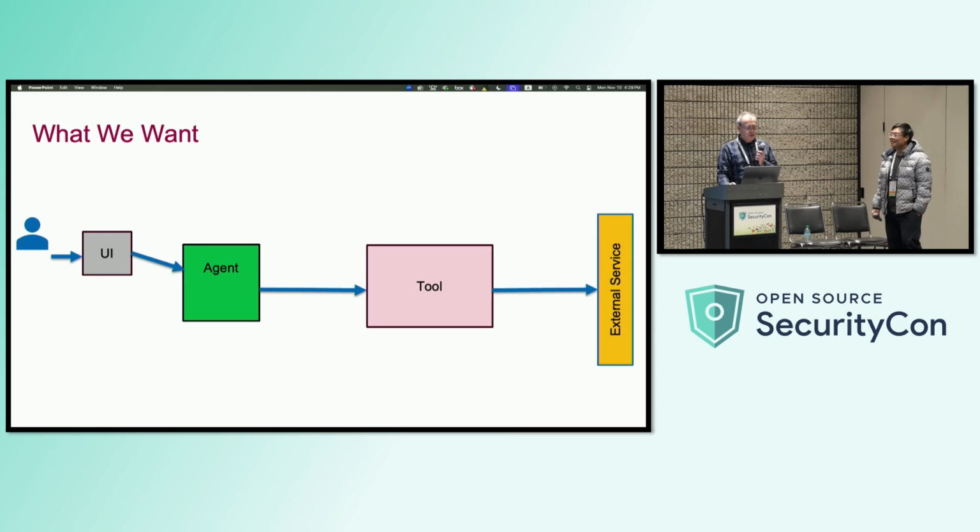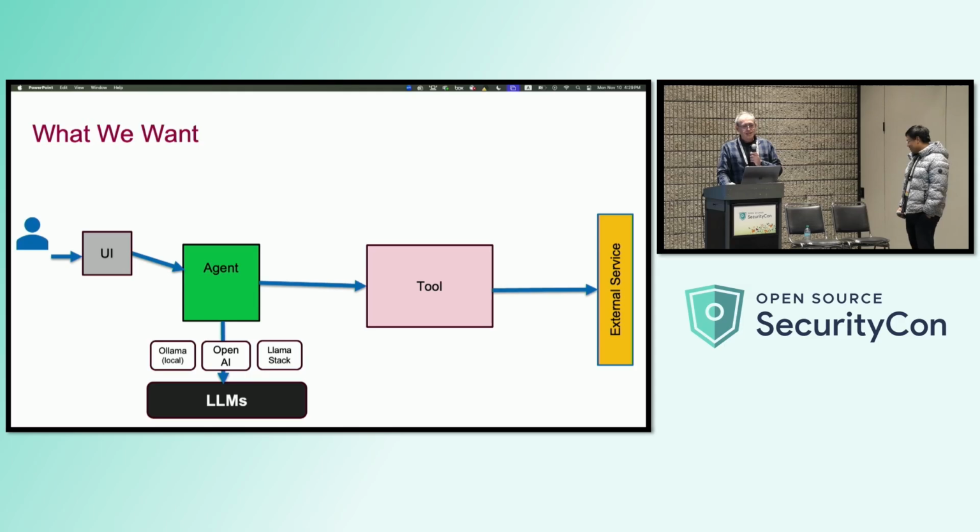Okay, how do we bring all the things together? Let's do it. So here's what we would like to have: a user who is able to talk to an agent and ask some questions, then the agent able to talk to a tool, and then the tool accesses some external service, for example GitHub. Of course, agents are not the actual models. Agents are the wrappers. They can communicate with the actual models either through a local framework like Ollama or OpenAI or Llama Stack.